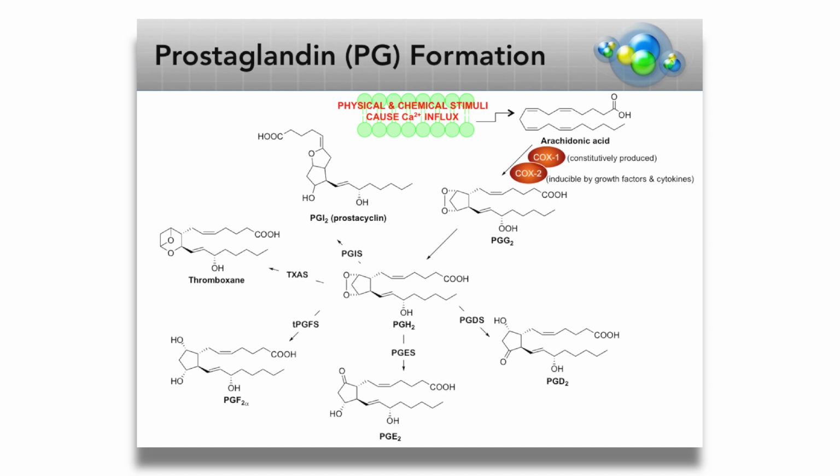Arachidonic acid is stored in the body in cells, esterified in tissue lipids, such as phospholipids. Physical or chemical stimuli can activate the cells to cause an influx of calcium, which will release arachidonic acid from the phospholipid membranes by the action of enzymes called lipases or phospholipases. Arachidonic acid is then a substrate for the enzymes cyclooxygenase.